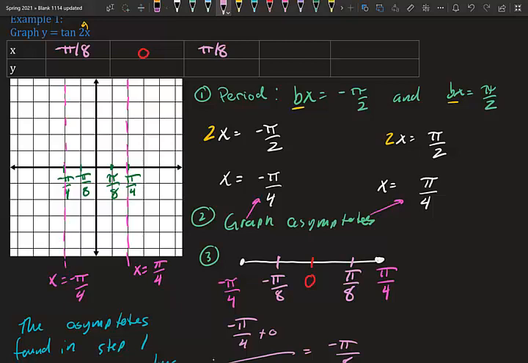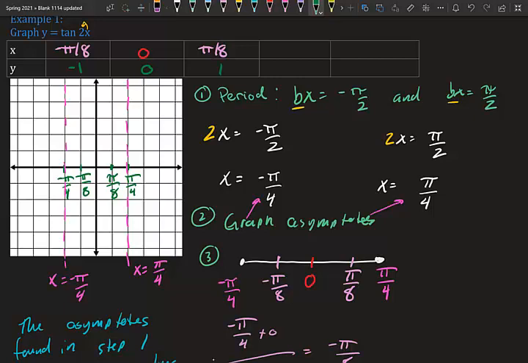Your asymptotes, you're not allowed to use them because they're vertical asymptotes. Vertical asymptotes are never crossed, therefore x can never be negative pi over 4 or pi over 4. That's what asymptotes are, meaning your graph can never cross. So we plug it in, you use your calculator. This is coming from 4.1, 4.2, so when we plug in negative pi over 8, we get negative 1. When we plug in 0, we get 0, and when we plug in pi over 8, we get 1.